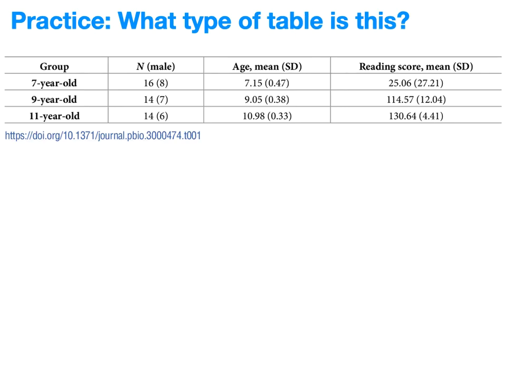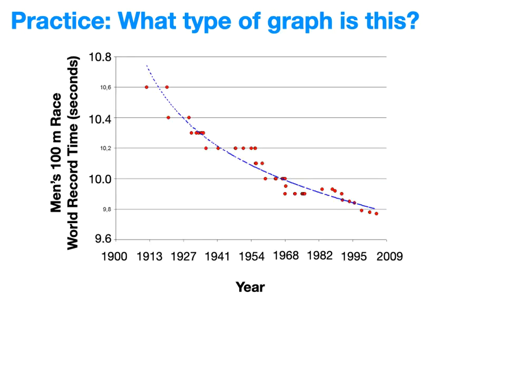Okay, a few practice questions, and we'll take these up on Zoom. First of all, what type of table is this out of the three types that we covered? This is data from a research paper. I think it was a study of reading. So what type of table is that? Okay, second, we've got some information here on men's 100-meter world record race times over history. What type of graph is this?